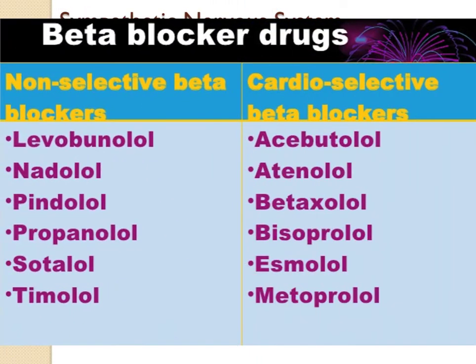So beta blockers can either be non-specific or non-selective, such as propranolol or Inderal, or beta blockers may be specific or selective, such as atenolol or Tenormin. Specific beta blockers have more activity on the heart and blood vessels than on the lungs, and therefore produce fewer side effects.